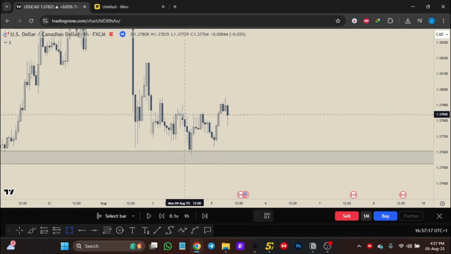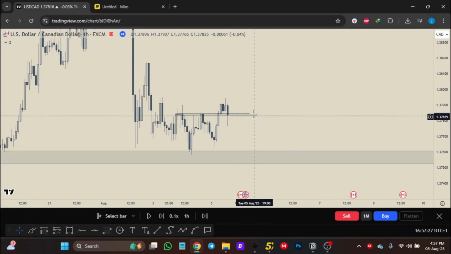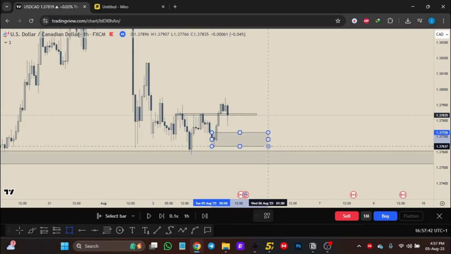So I said, okay, this is my resistance. This is my key level. Price broke it, and then price came back, right? In this case, I have two zones here. I have this resistance zone that price might likely use as a support, and then I have this other block zone here.